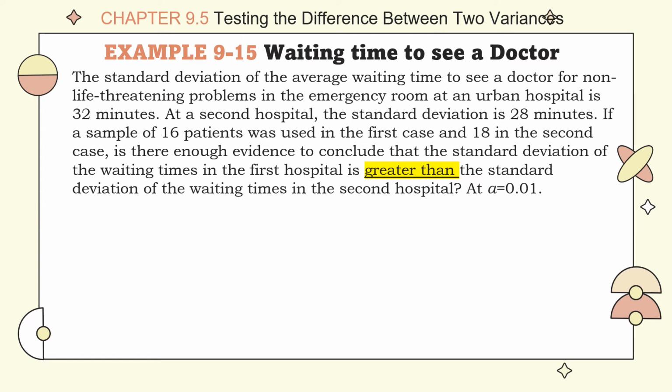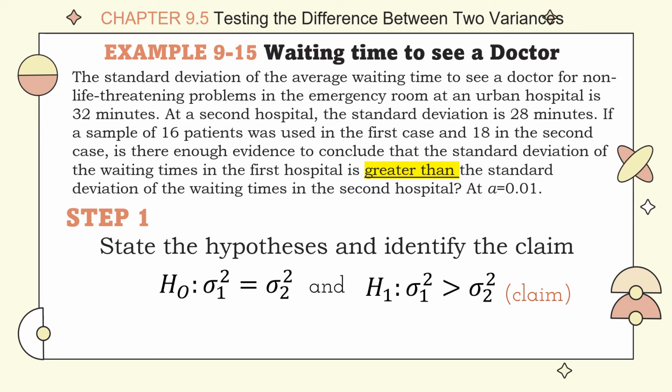Following the traditional method in solving a hypothesis testing problem, we have Step 1: state the hypothesis and identify the claim. For the null hypothesis, we have population variance sub 1 equals population variance sub 2. And for the alternative hypothesis, we have population variance sub 1 is greater than population variance sub 2, which is the claim in our problem. It is a right-tailed test.